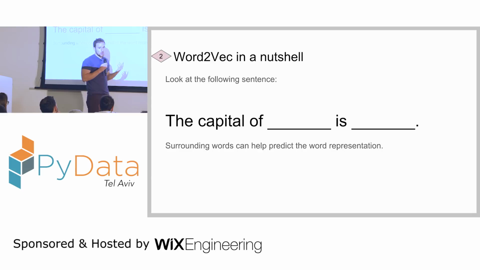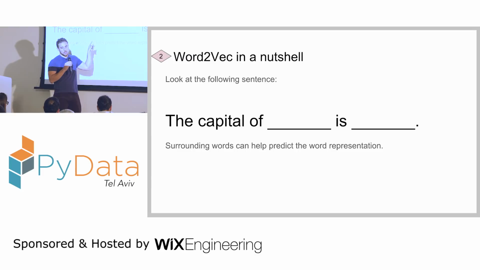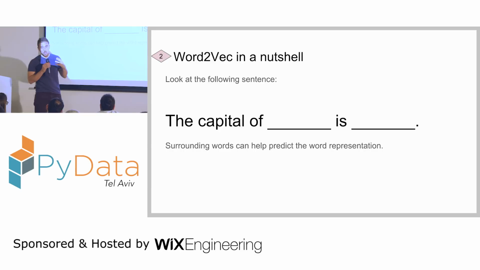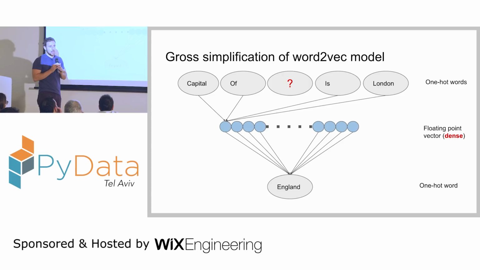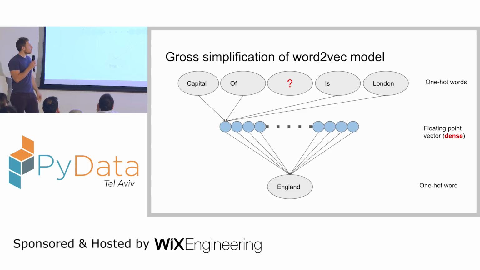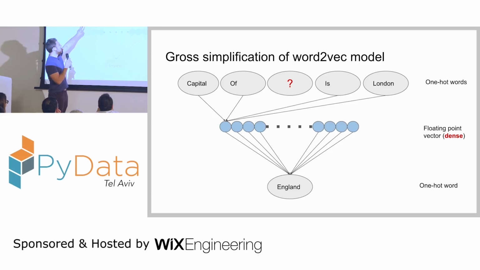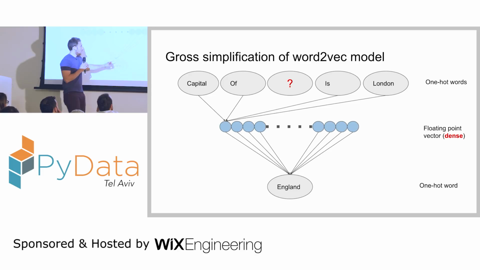So what Word2Vec tries to do is to encode a word according to its neighbors. So hopefully the vectors for all of the countries will be similar to one another, and the vectors for all cities and capital cities would also be similar. If you know how Word2Vec actually works, don't be angry with me. This is a simplification. Essentially, we try to predict the middle word, the center word, according to a certain window size, for example, two words before, two words after. And we get some kind of dense vector from the neural net.